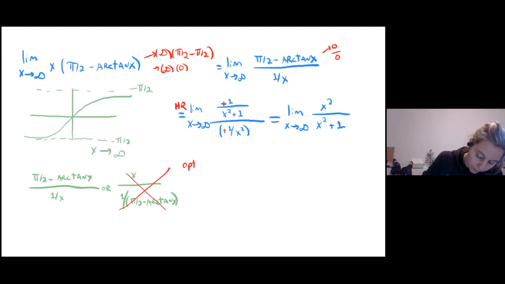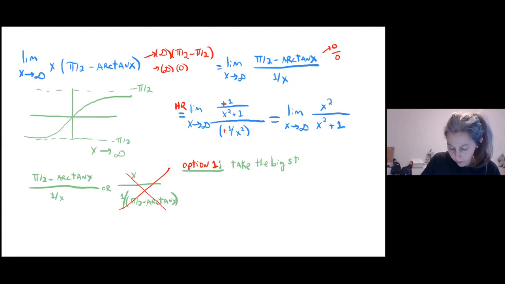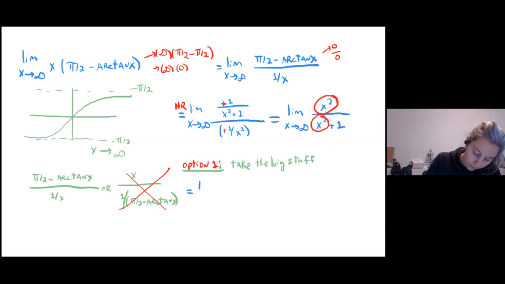My option 1 is to take the big stuff. Here we are approaching infinity. We do have a polynomial over a polynomial, so we can just be like, hey, look, this is the same thing as x squared over x squared. So that x squared is my big stuff, and that x squared is my big stuff. So I'll end up with the limit as x approaches infinity of x squared over x squared. Both of those x squareds cancel out, and we get that this is just equal to 1.